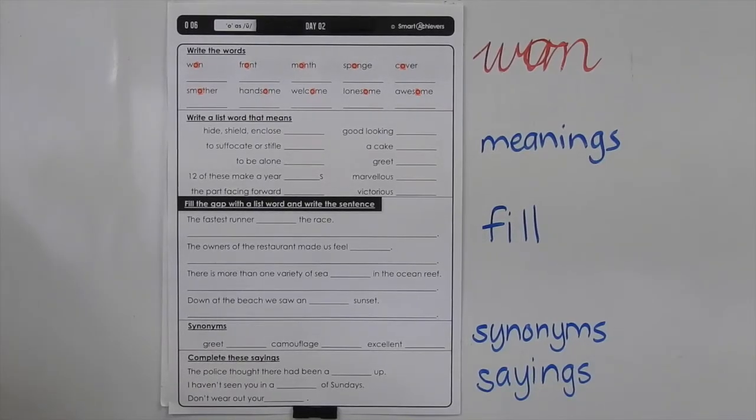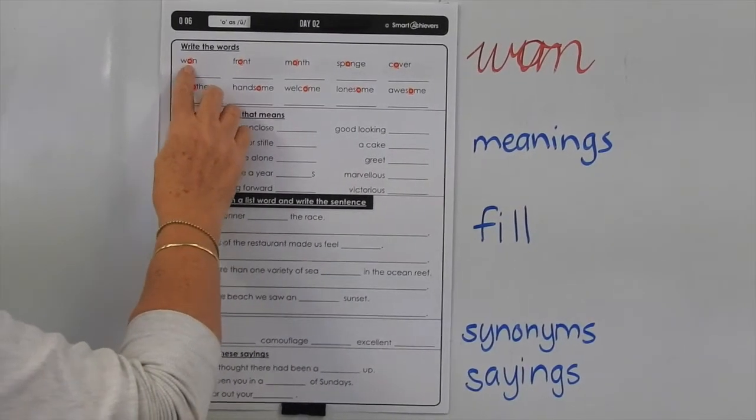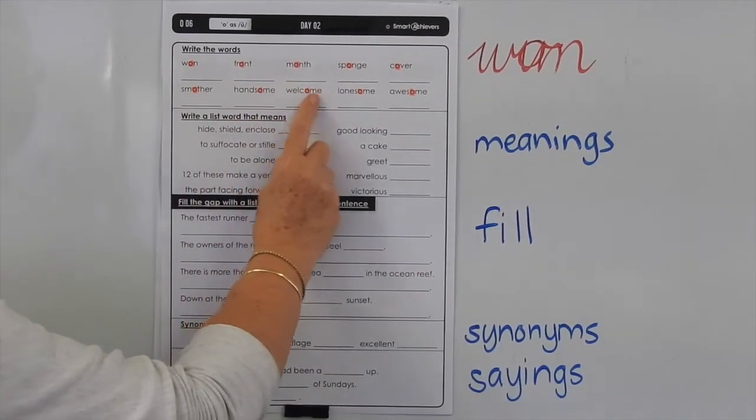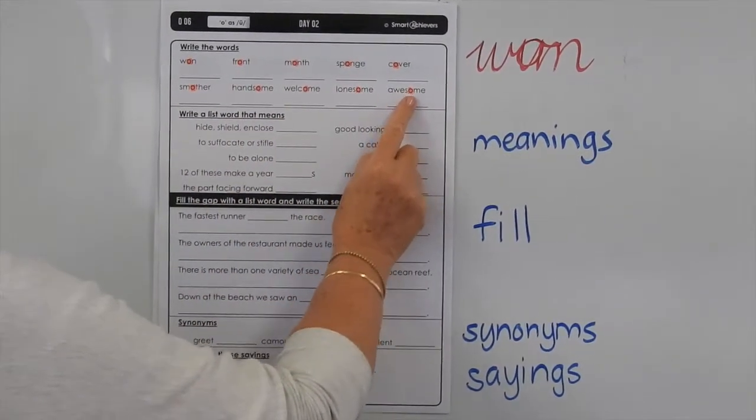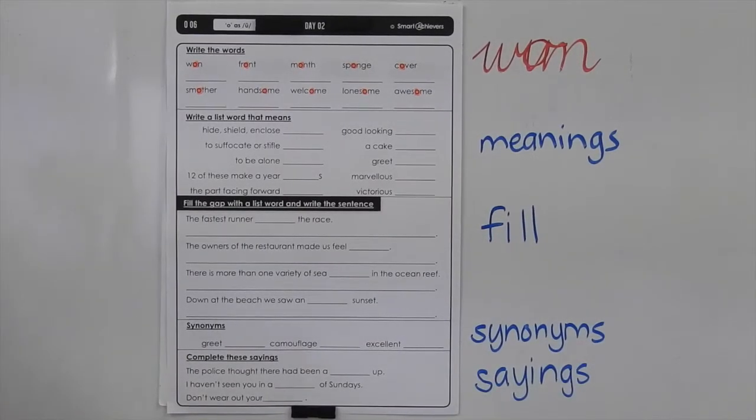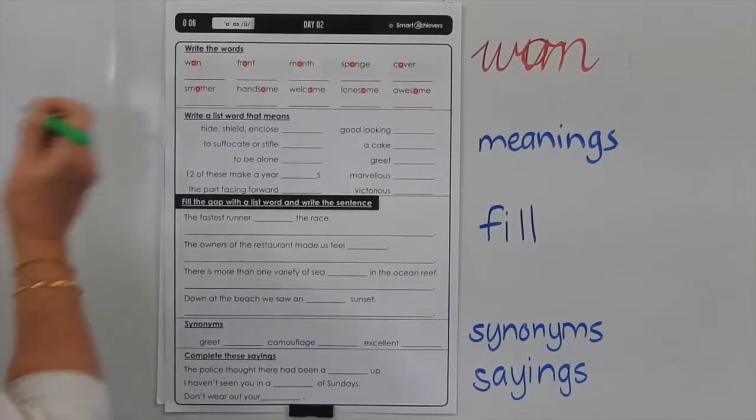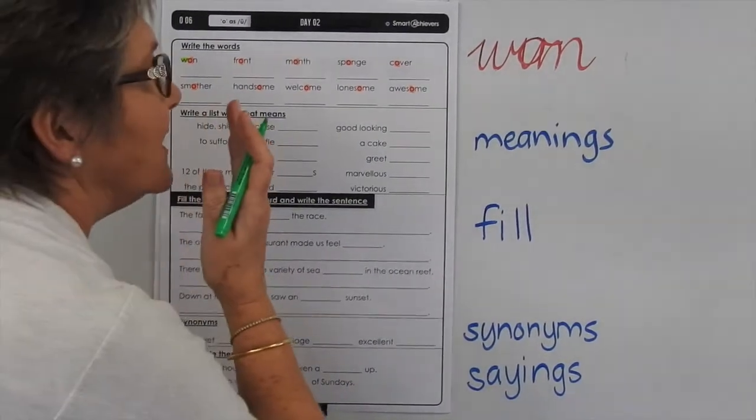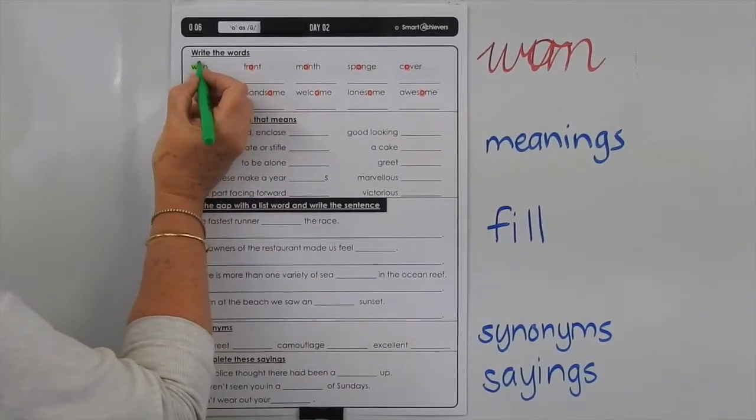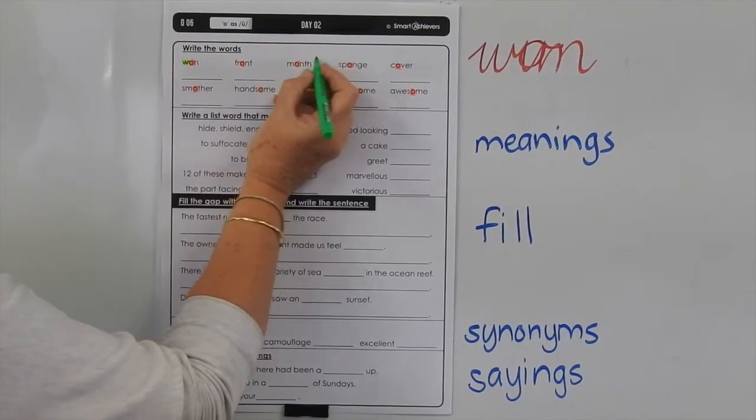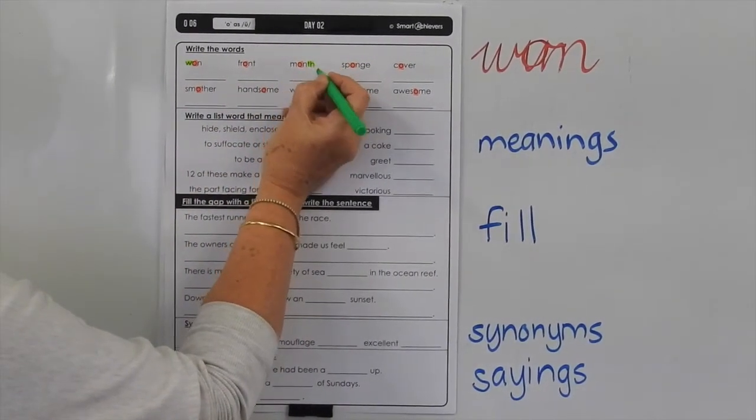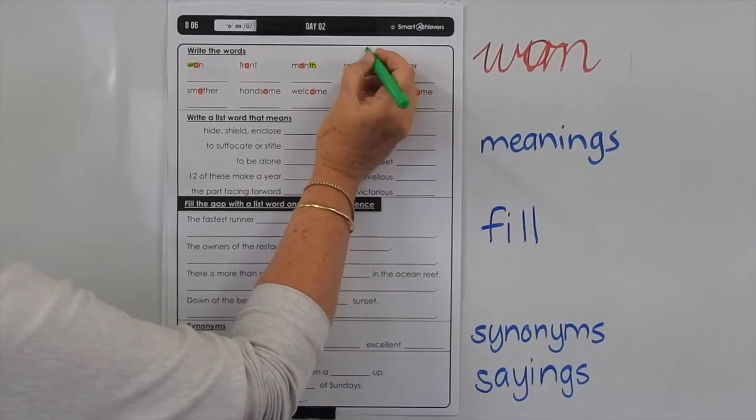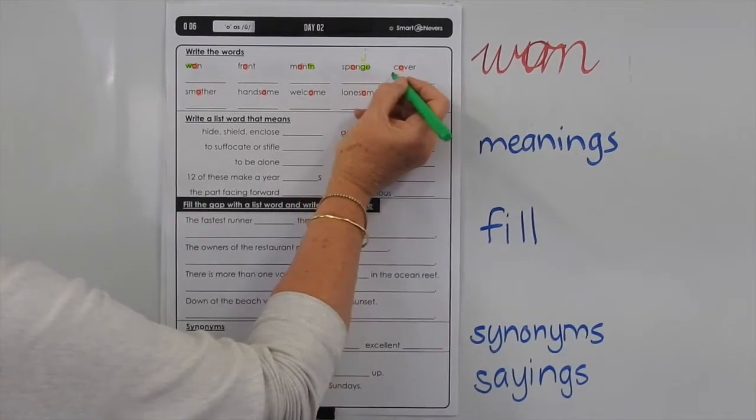So that's why we have an O rather than a U in one, front, month, sponge, cover, smother, handsome, welcome, lonesome, and awesome. So we've got some other things happening in these words as well. In one, you know to just use the W. If you say it one, there's no air after the W, so you know there's no H. Front is quite easy. Month, you've got the TH on the end. Sponge, you've got the GE on the end, making that J sound, that soft sound for G.